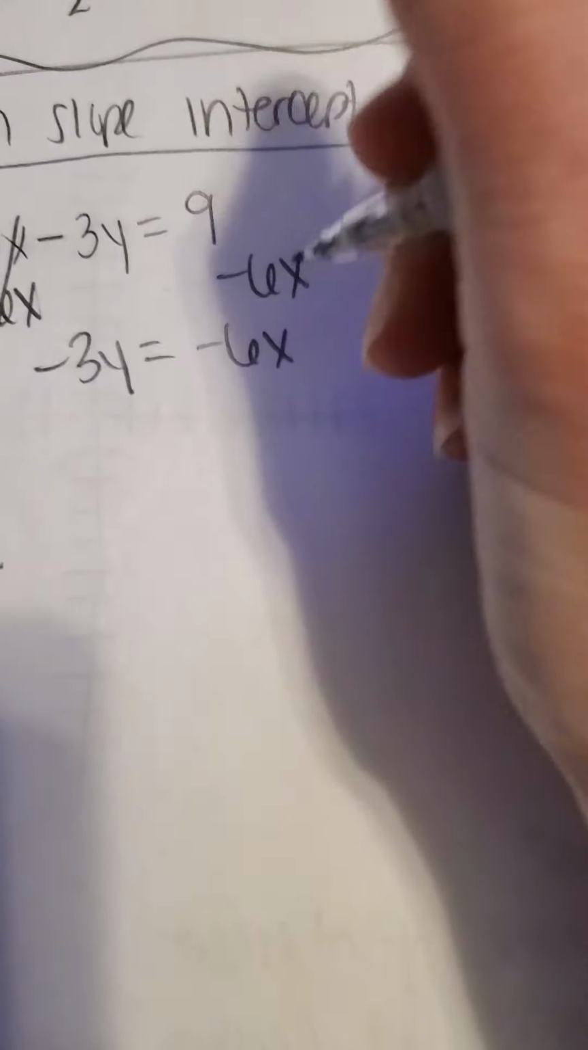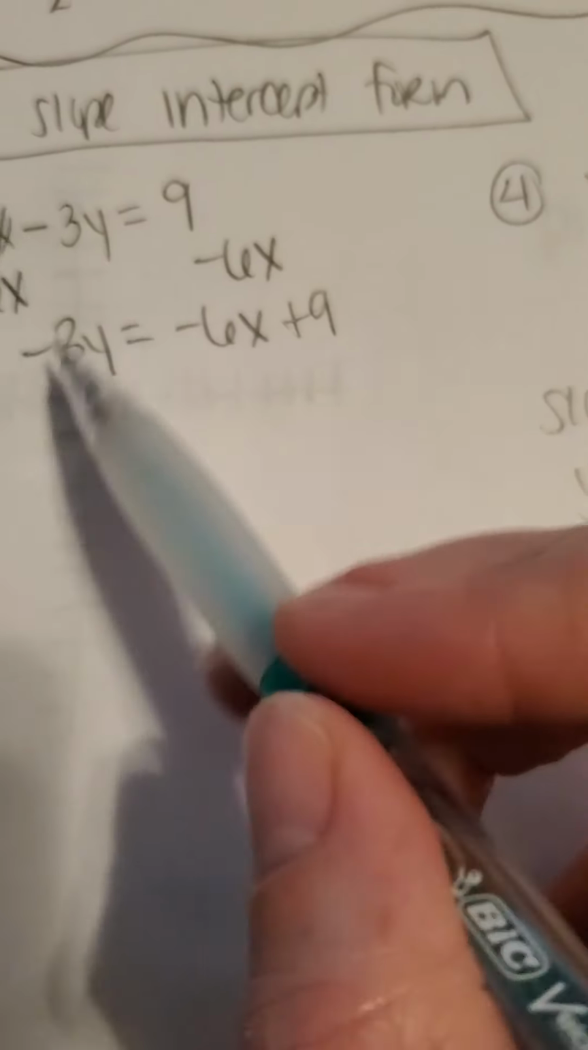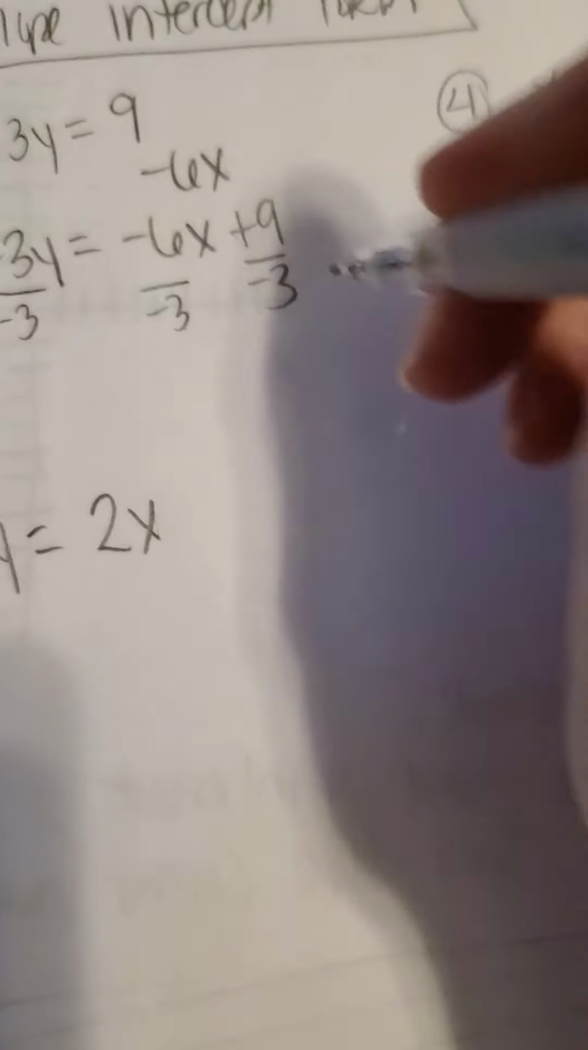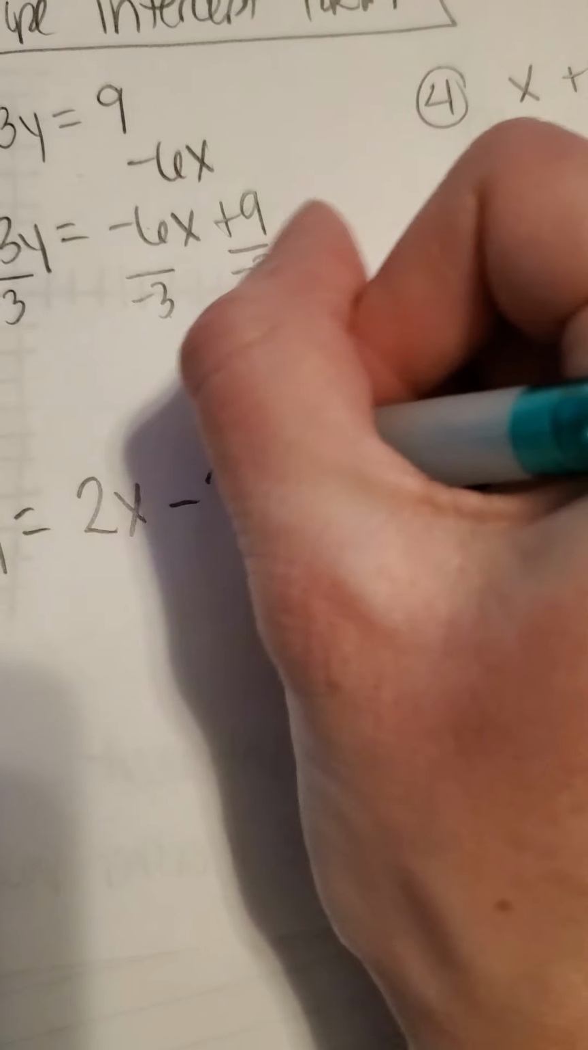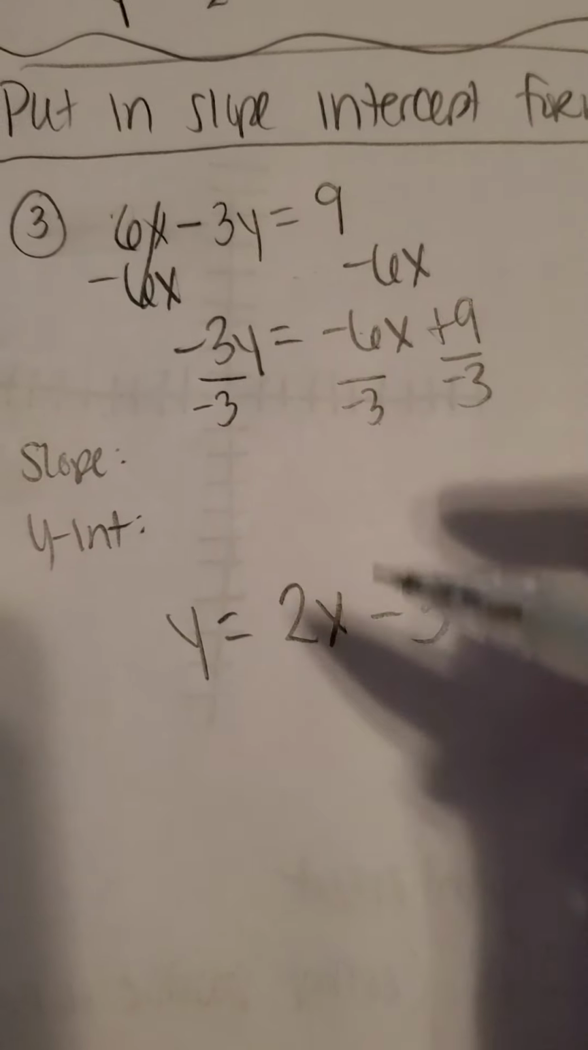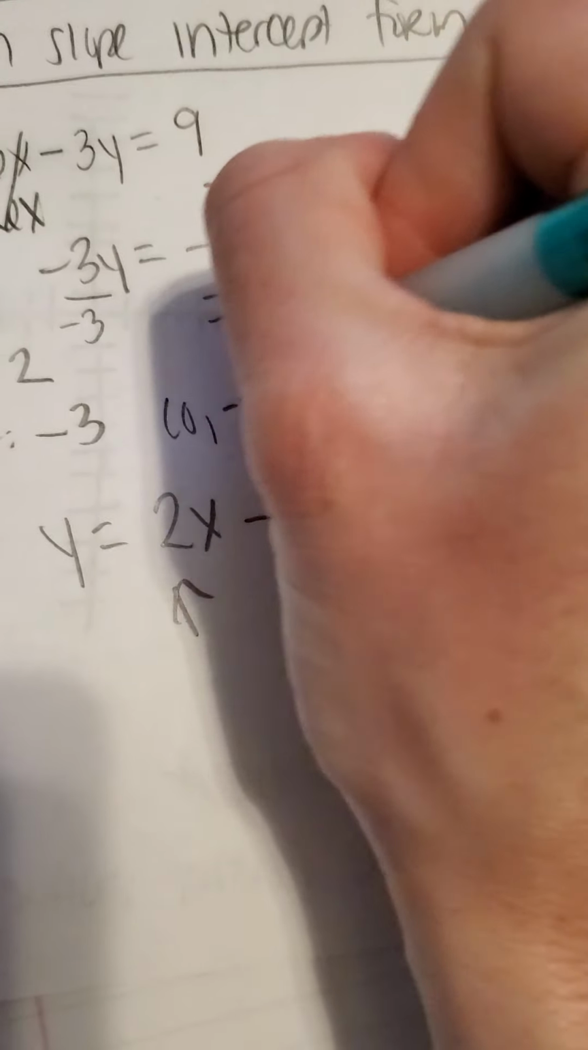Now it looks like -3y equals -6x plus 9. The y is almost by itself, but it can't have any number out in front besides 1, so I have to divide all of my terms by -3. So it's going to say y equals -6 divided by -3 is a +2, and then 9 divided by -3 is -3. So there's my slope, my y-intercept, done.